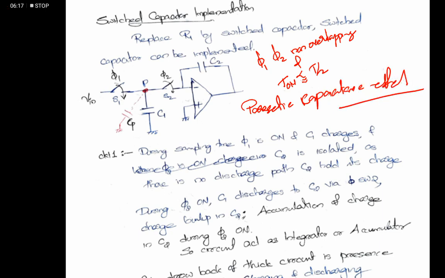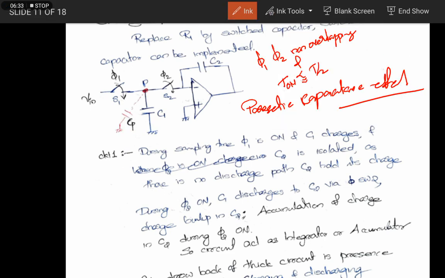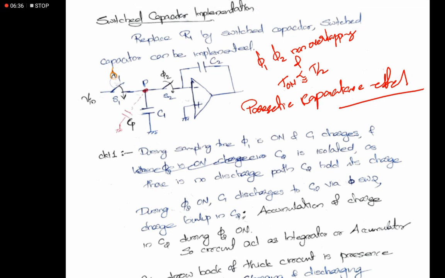So due to that, this circuit is normally not used in practical integrator implementation because the output may vary due to the parasitic capacitor present at this point. The reason is, during the charging, when phi 1 is on, the capacitor C1 is charged via this one. Assume there is a parasitic capacitance at point P. That may also charge due to this Vin.